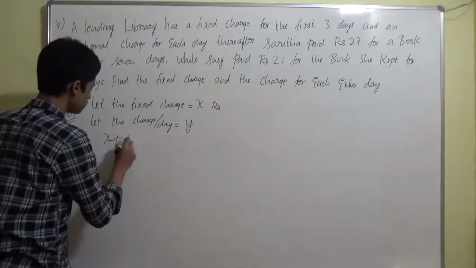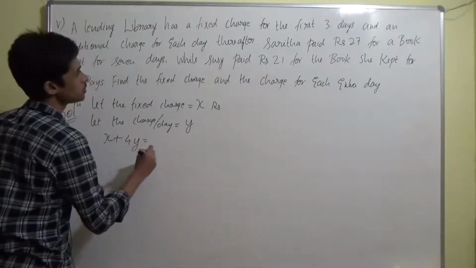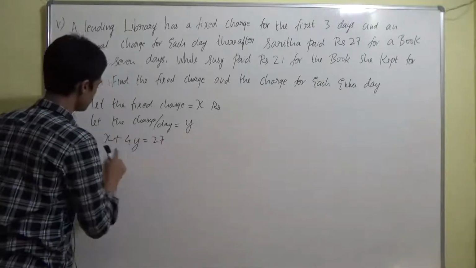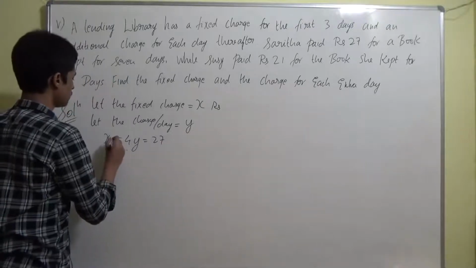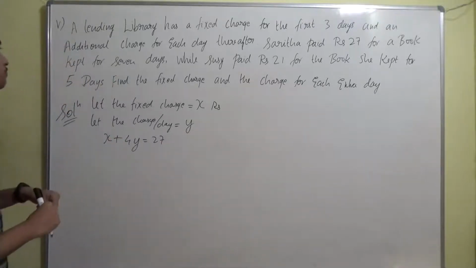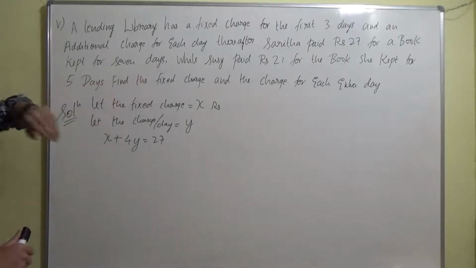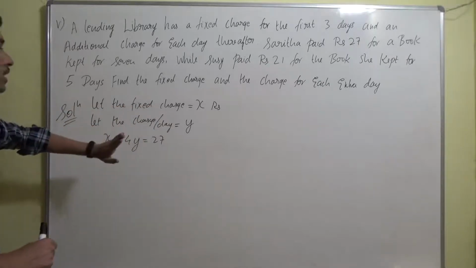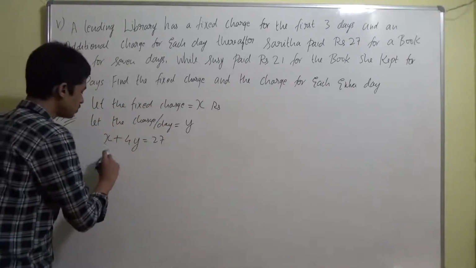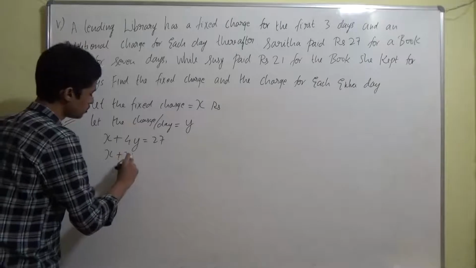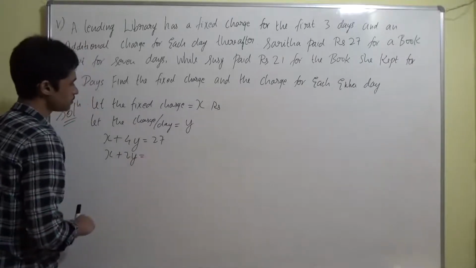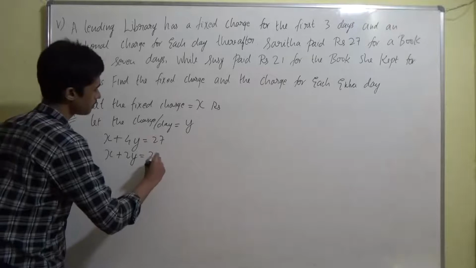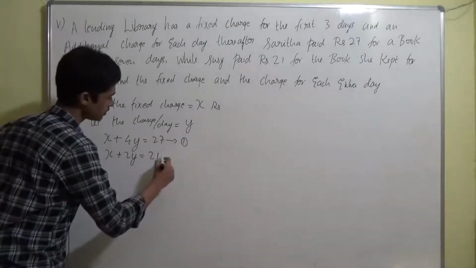So x plus 4y equal to 27. That's it. And then the second part is, Susi kept it for 5 days, which means you are going to subtract 3. 5 minus 3 is 2. So only for 2 extra days she kept it after the fixed charge. So x plus 2y equal to how much? 21. This is equation 1 and this is equation 2.